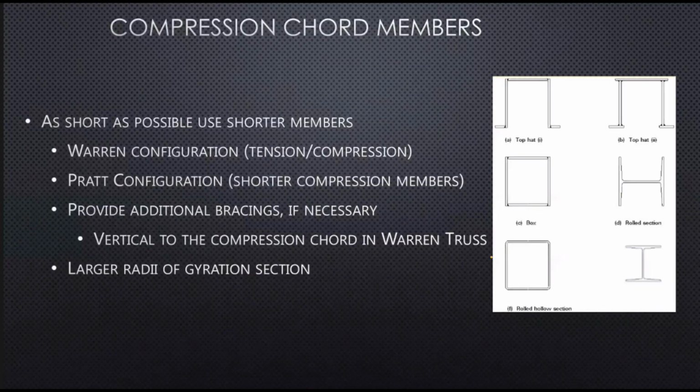And coming to the design, correct. Now, if it is a compression member, we use it as short as possible. Correct? Now, if it's a Warren configuration, be careful, the members will alternate between tension and compression. In the Pratt, we give shorter compression members by introducing the vertical in between. So for the compression member, my length is a problem.